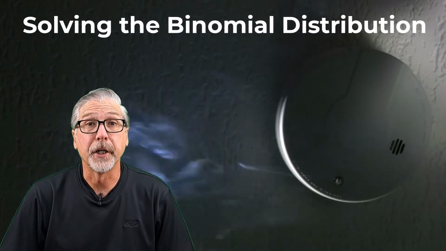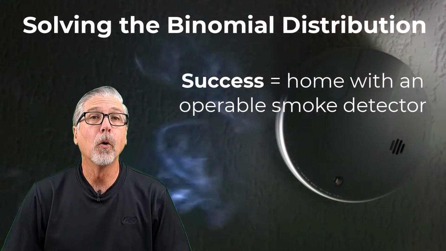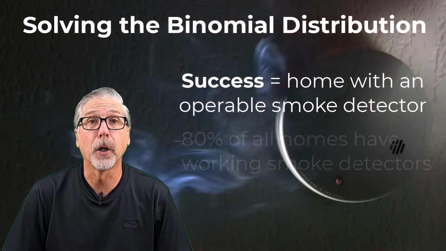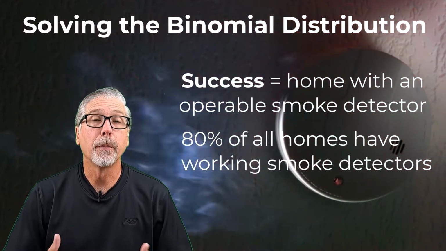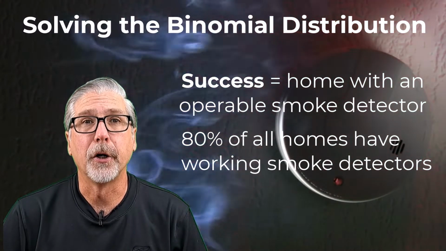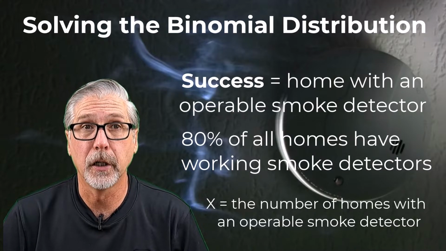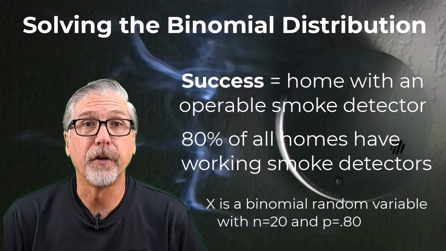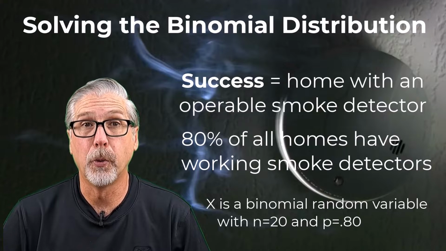To illustrate, let's take a look at an example. In my prior videos, we defined a success to be a home that has an operable or working smoke detector. My firefighter friends have already told us that 80% of all homes have operable smoke detectors. Suppose we take a sample of 20 homes and we want to check this claim. In part one of the binomial series, we defined X to be the number of homes in the sample with an operable smoke detector, and we stated that X was a binomial random variable with n equal to 20 and a probability of success p equal to 0.8.